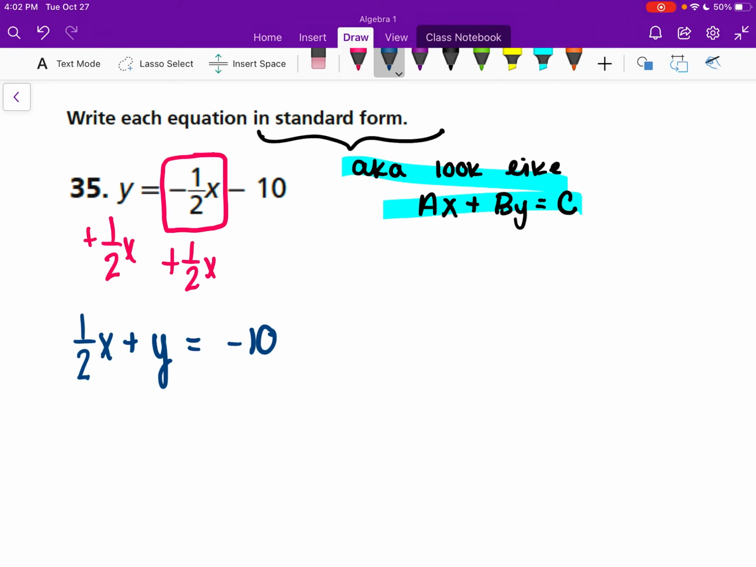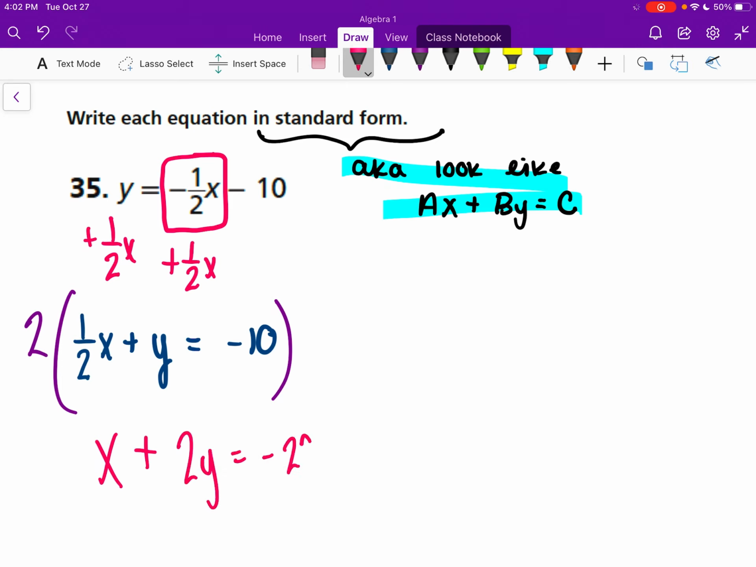And now this is where the part that we do not want our a value to be a fraction comes into play. Right now it is a fraction, 1/2. We do not want that. We want it to be a whole number. So the easiest thing we can do is multiply the entire thing by that denominator of 2. The 1/2 times 2 is just going to leave us with the whole number x. Then we multiply the 2 times the y, 2y equals negative 10 times 2, negative 20.